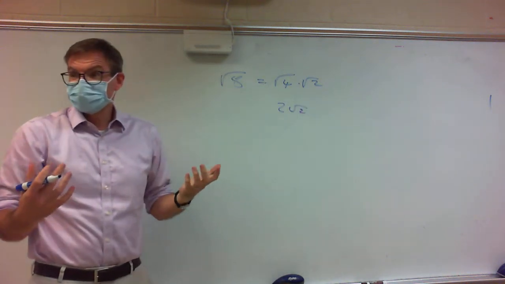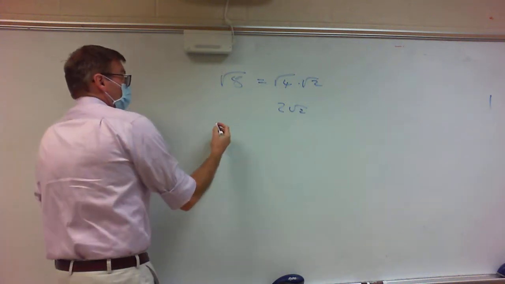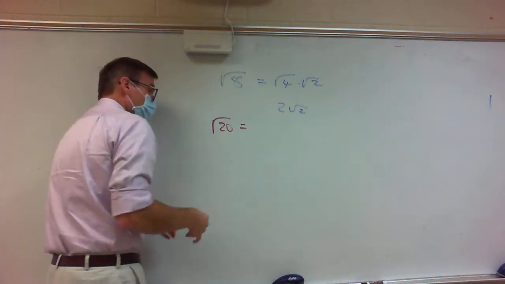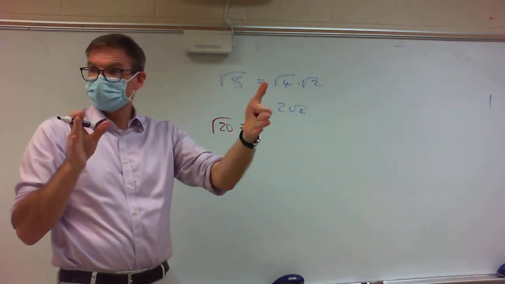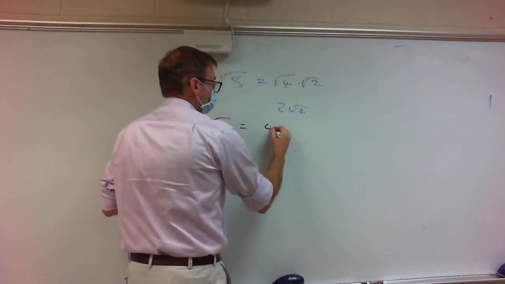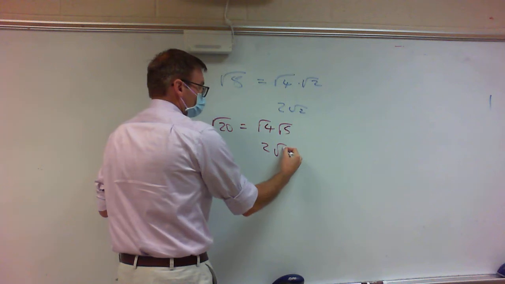Now, this works for, let's say, the square root of 20. Again, I'm going to break it into what I know the square root of, a perfect square, and what's left over. So this one is 4 and 5. I know the square root of 4 is 2, so I get 2 and then the square root of 5.